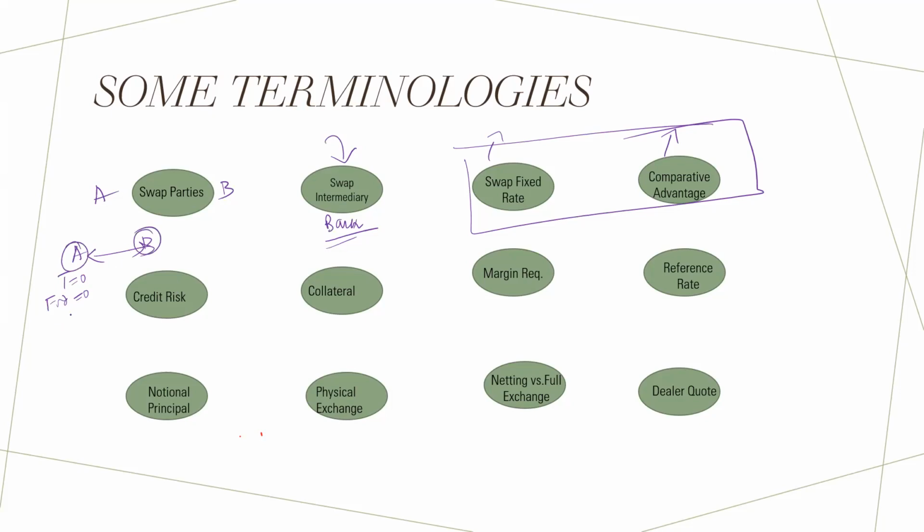Okay, but after the swap contract has been initiated, until maturity, between T equal to 0 and T equal to T, which is the maturity, at any given point in time in the interim, one party may have a positive value over the other party.